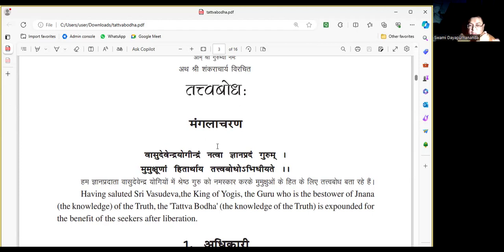The meaning, as we said, here says Vasudeva, we remember the deity of Chitta was Vasudeva. Vasudeva means Paramatman. Here it does not mean the son of Vasudeva, that is Krishna. It means Parameshwara, Paramatman, who is the Yogindra, the king of yogis. And Natva, having bowed down to him, who gives knowledge to us. And for the mumukshus, who want this knowledge, the seekers of liberation, for their benefit, this Tattva Bodha, knowledge of truth, has been expounded by Sri Shankaracharya.